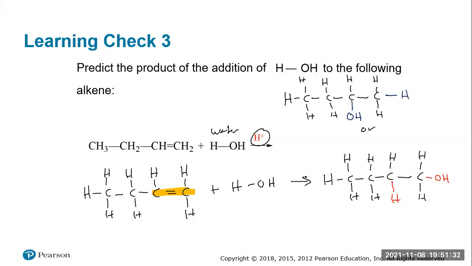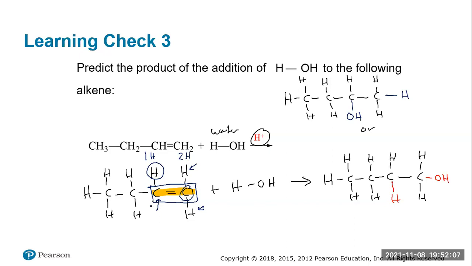Now, one is sort of correct based on Markovnikov's rule, where the hydrogen should end up at the carbon that had the most hydrogen to begin with. So what does that mean? When we look at our original carbon-carbon double bond, the carbon on the left-hand side has exactly one hydrogen attached to it. The carbon on the right-hand side has exactly two hydrogens attached.